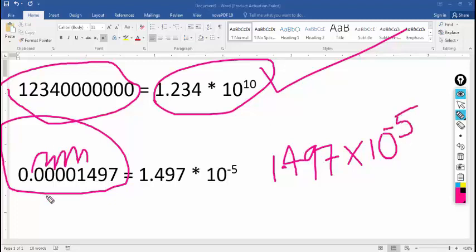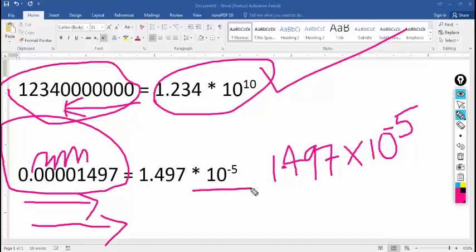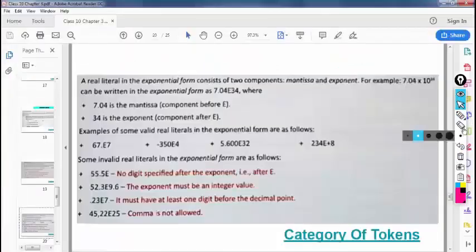Because in this case we have moved the decimal point towards the right, but in the previous example our decimal point was moving towards the left. So whenever you move towards the left, you have to multiply it by 10 to the power of some positive number, and whenever you move the decimal point towards the right, you have to multiply it by 10 to the power of some negative number. So I hope scientific notation is clear. And now you can understand what is mantissa and what is exponent.